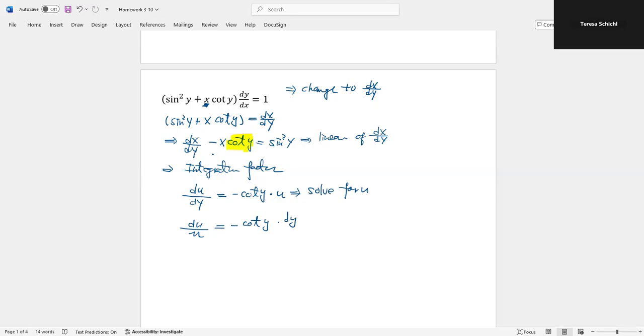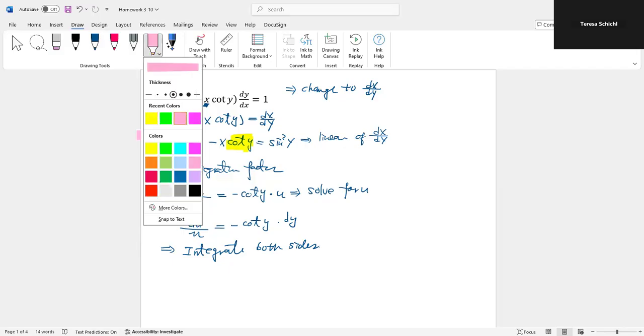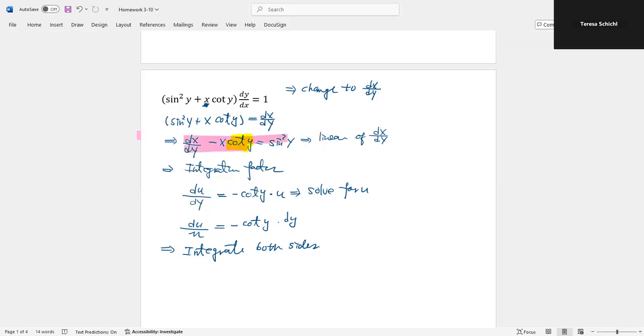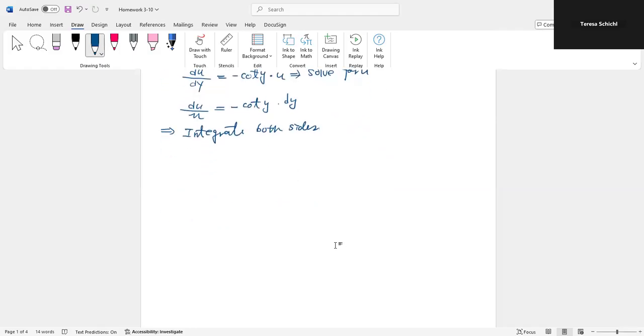Now I integrate both sides here. Let me highlight the equation, since I will need to substitute my integrating factor back later. So this is the one. Okay, so I integrate both sides here.